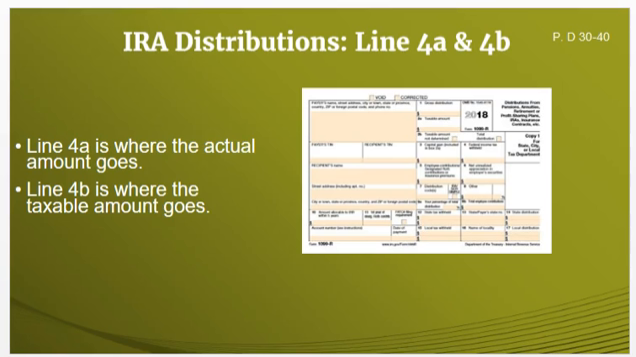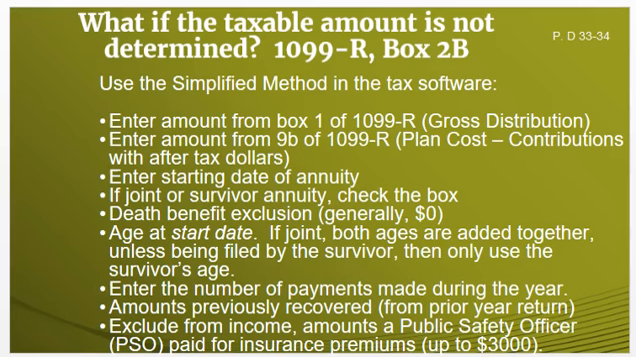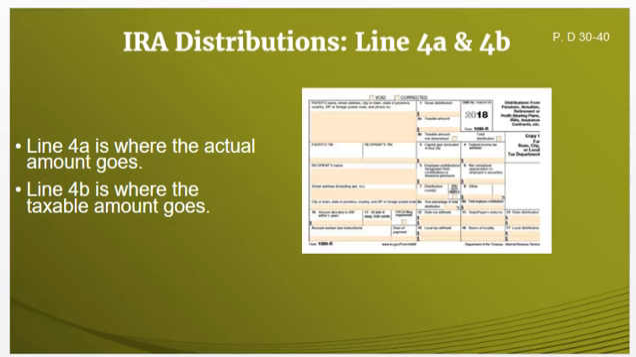Other forms that we could see regarding IRA distributions. IRA distributions are reported on line 4A and 4B. And again, we would get a form. It's called a 1099-B. We're going to get a form that's going to tell us exactly what we need to enter. And so if we're following along in our 4012, you're going to find this referenced on page D 30 through 40. Now on that form, I'm not sure if I can get this big enough.